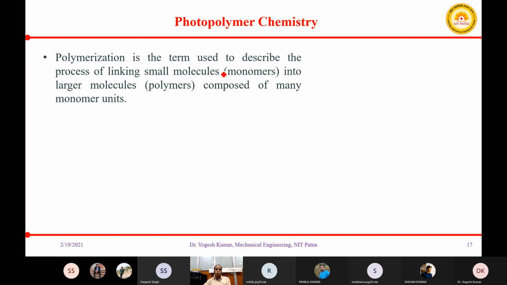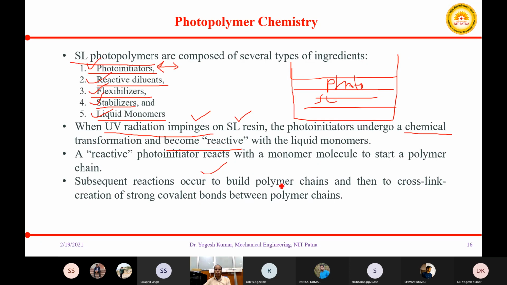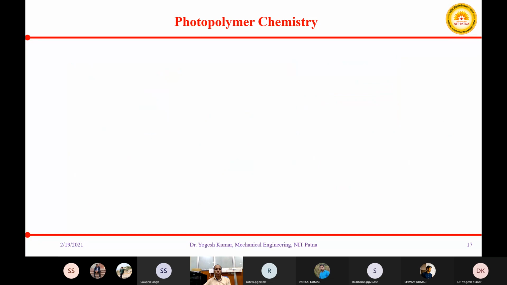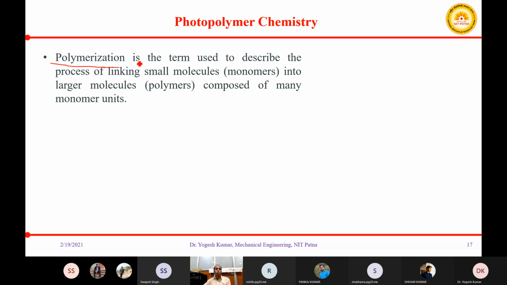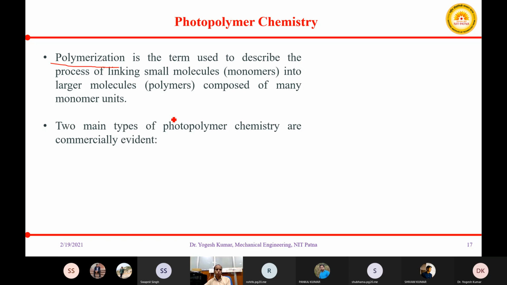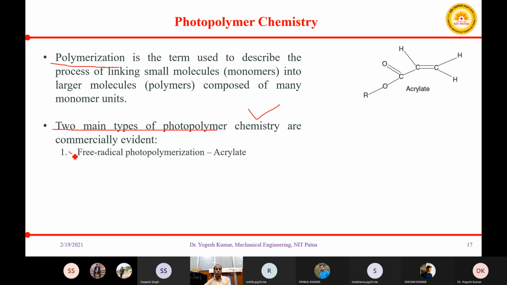As soon as this building of polymer chains starts, the process is called polymerization. Polymerization is the term used to describe the process of linking small molecules, that is monomers, into large molecules, that is polymers composed of many monomer units. From the chemistry point of view, there are two types of photopolymers. The first one is called free radical photopolymerization, also known as acrylates.